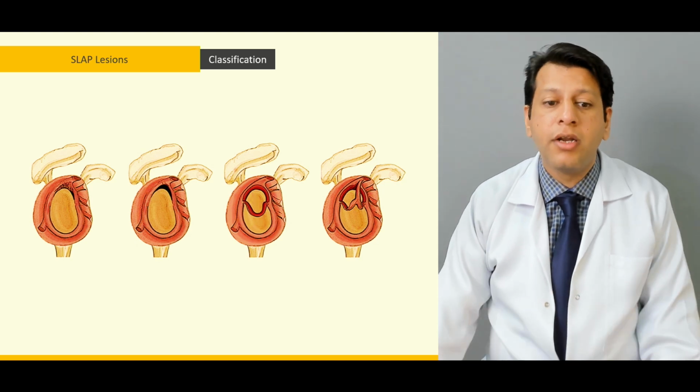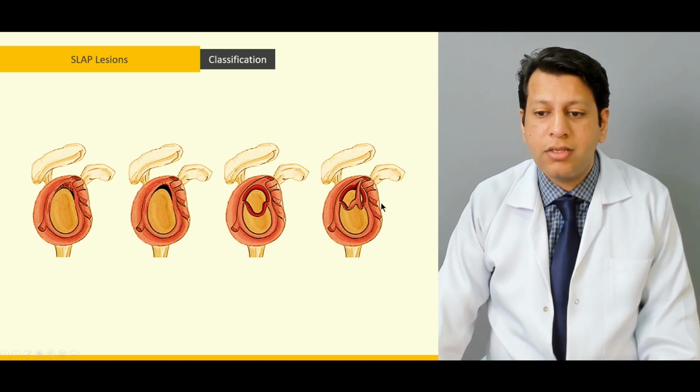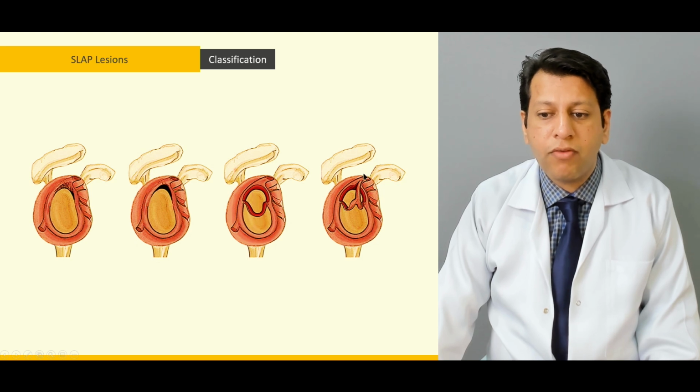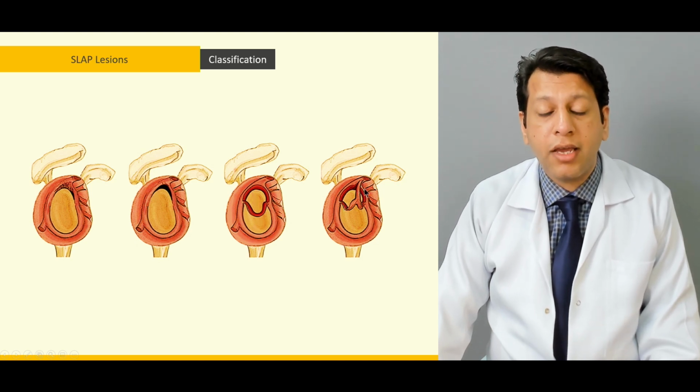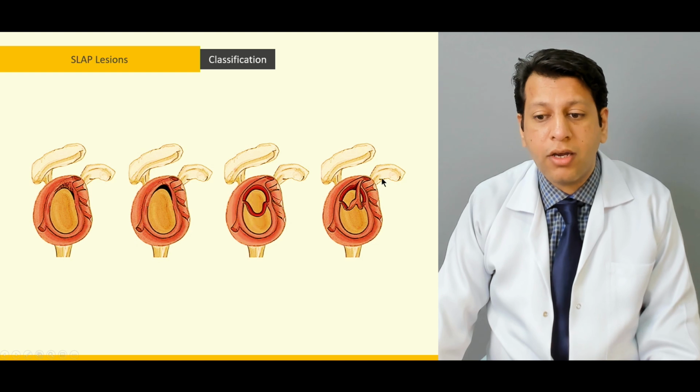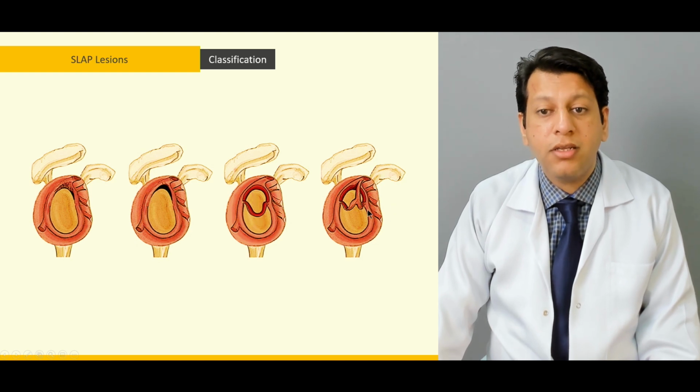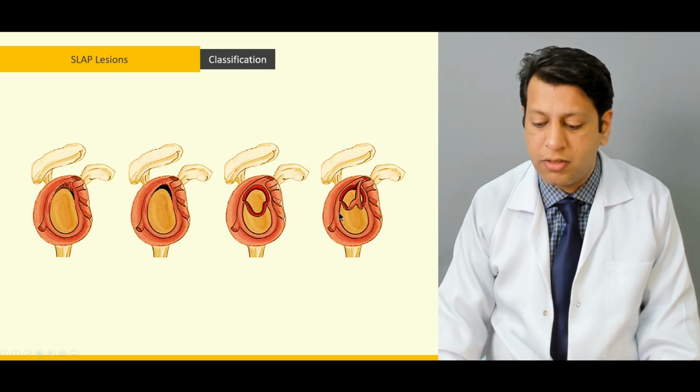The important point is, as the stage increases, the intensity of the problem also increases, because dealing with this would be far easier as compared to the bucket handle tear. With the loss of the bicep anchor, you need to correct the bicep as well as the SLAP lesion.